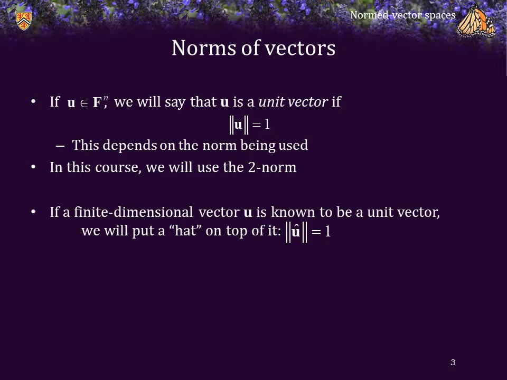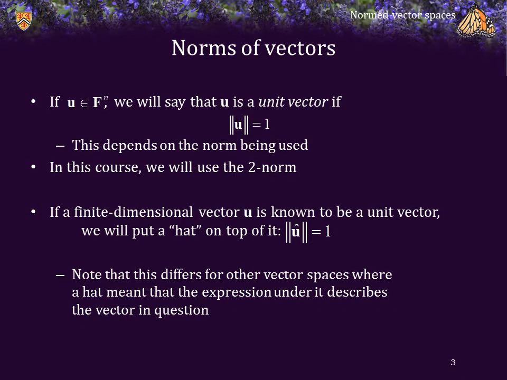Now, if a finite dimensional vector u is known to be a unit vector, we will put a hat on top of it. So, consequently, if you ever see a boldface, lowercase u or v or w, with a hat on it, then its norm will be 1, and generally it will be the 2 norm.